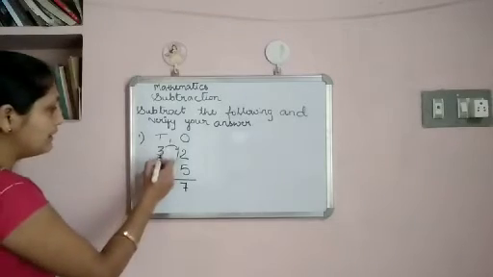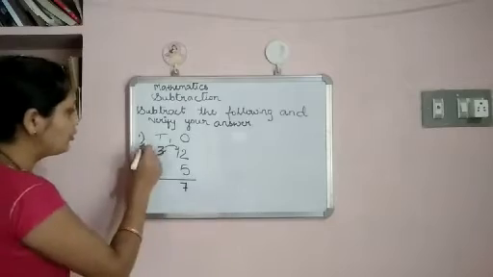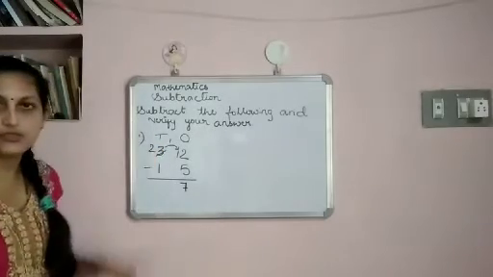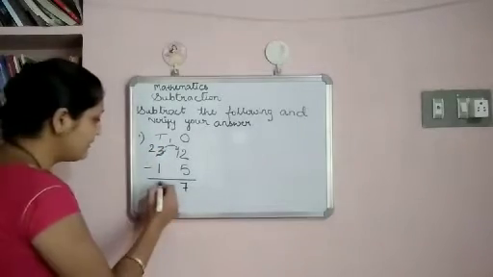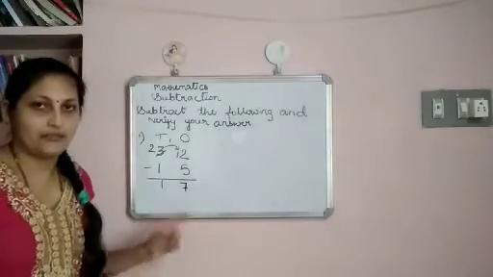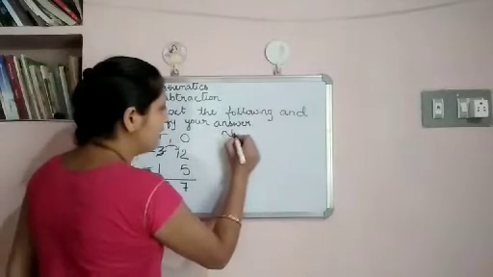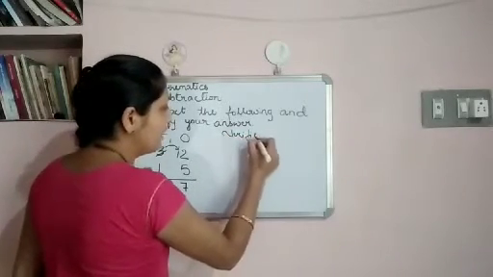Now in the tens column, there is 3. You have given 1 from this, so 2 left. 2 minus 1 is 1. So the answer is 17. Let us check whether this answer is correct or wrong. So how to verify this? Verification.